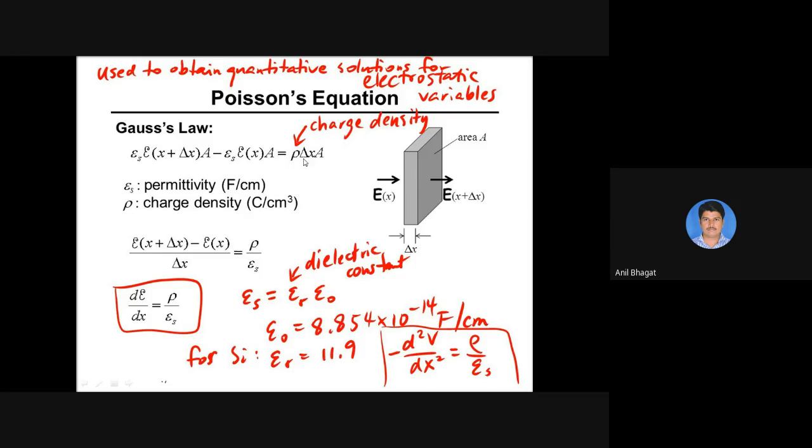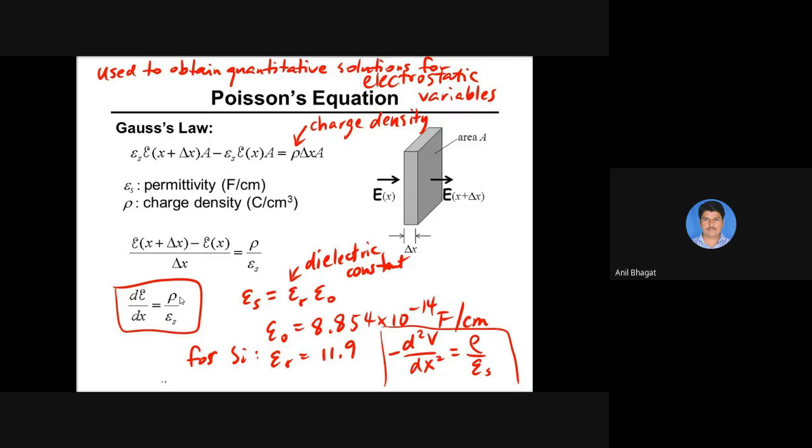The charge density is always denoted by rho, right? So you know that this is rho. Then the permittivity and the charge density are also important. So keep in mind only this formula: d epsilon by dx is equal to rho by Es. You know that this is nothing but the charge density divided by permittivity, which is the Poisson's equation.